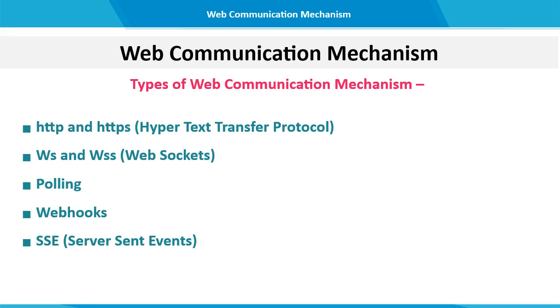TCP/IP is a family of communication protocols used to connect computer systems in a network. HTTP, Hypertext Transfer Protocol, is a member of TCP/IP. Computer systems in a network communicate with each other using the HTTP mechanism. There are other mechanisms such as WebSockets, polling, webhooks, and server-sent events. Here I will discuss HTTP, WebSockets and polling mechanisms.